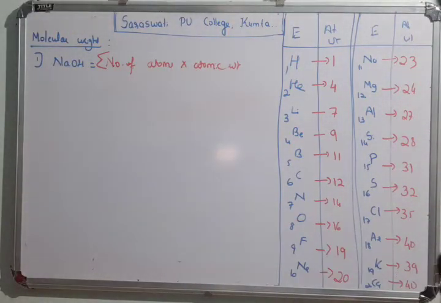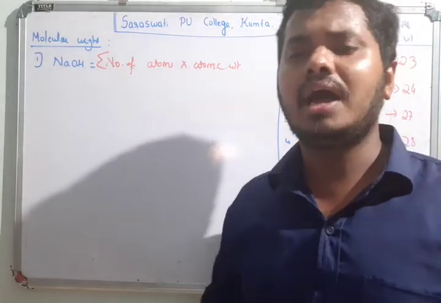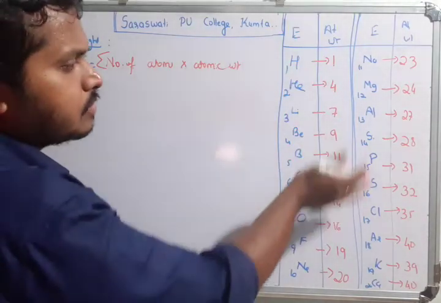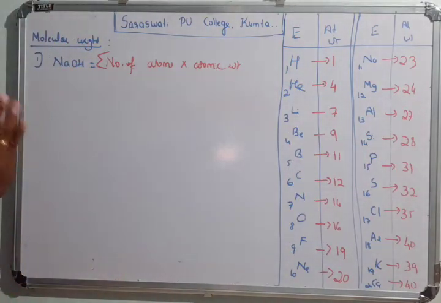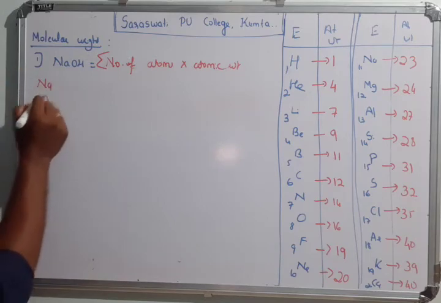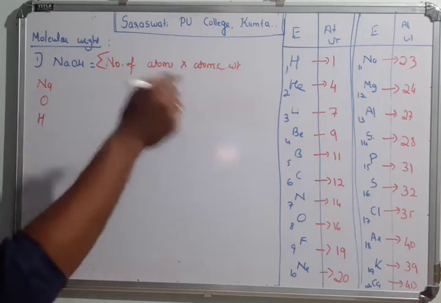What does that summation mean? You need to add all the values that you're going to get. For example, for NaOH, the mass is written here, the sodium's. What are the elements? First we'll find out. It contains sodium, oxygen, and hydrogen, and the masses are written here.